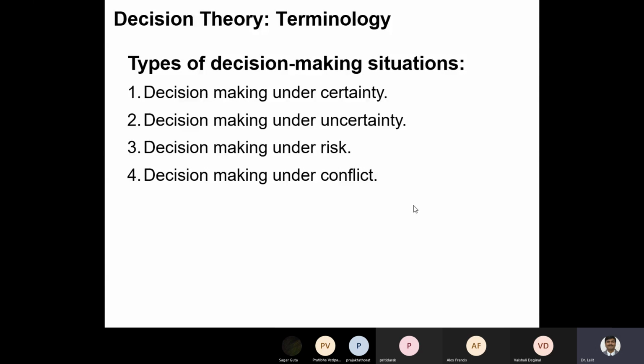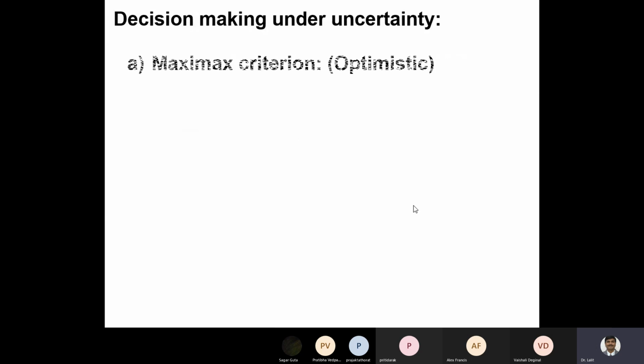The decision making under conflict is also called the theory of games. So we will discuss that separately. There is one topic under this unit only, theory of games. Basically, theory of games is nothing but decision making under conflict. So today we'll focus on different criteria for decision making under uncertainty. Now, the first criterion is the maximax criterion.